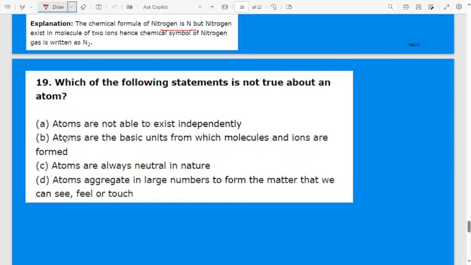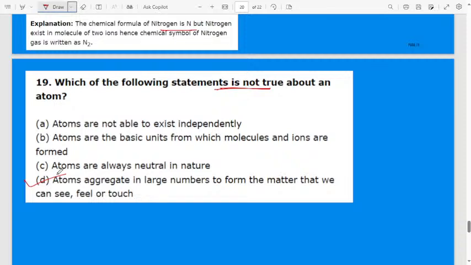Option A, atoms are not able to exist independently. Option B, atoms are the basic units from which molecules and ions are formed. Option C, atoms are always neutral in nature. Option D, atoms aggregate in large numbers to form the matter that we can see, feel and touch. Which statement is not true? Option D is not true.